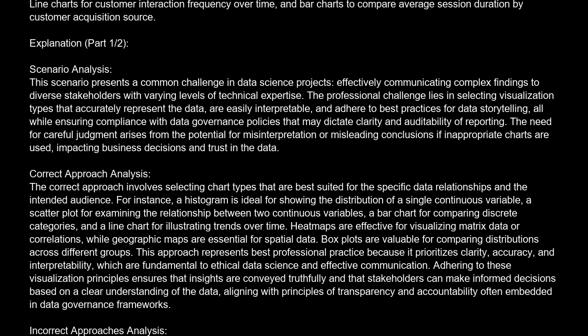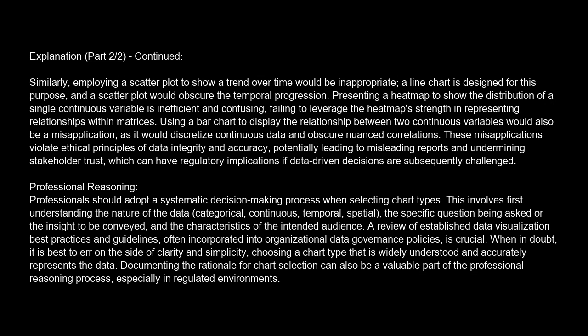Using a histogram to compare discrete categories would be a regulatory and ethical failure because it misrepresents the data type, leading to an inaccurate visual impression and potentially flawed conclusions. Similarly, employing a scatter plot to show a trend over time would be inappropriate. A line chart is designed for this purpose, and a scatter plot would obscure the temporal progression.